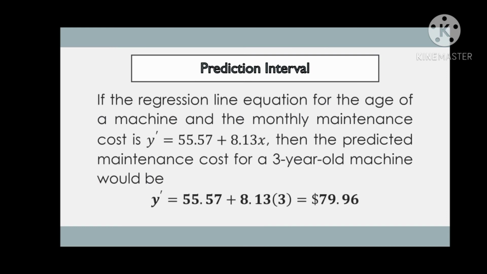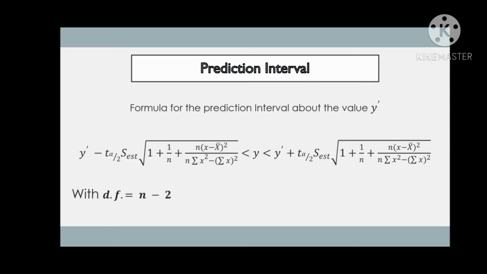If the regression line equation for the age of a machine and the monthly maintenance cost is y prime equals 55.57 plus 8.13x, then the predicted maintenance cost for a 3-year-old machine will be y prime equals 55.57 plus 8.13 times 3 equals $79.96.